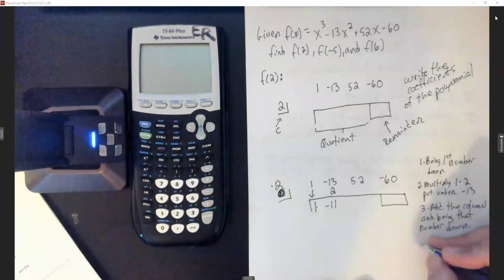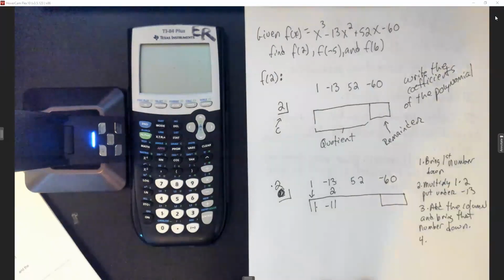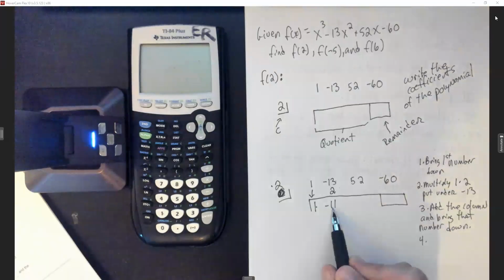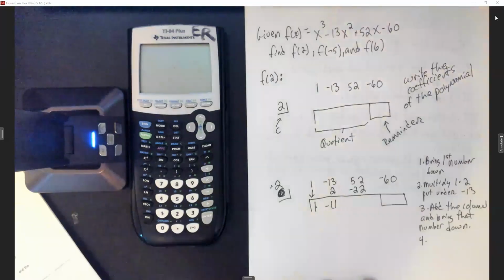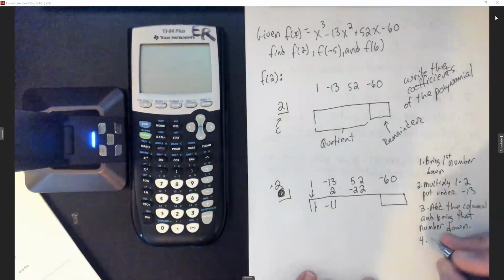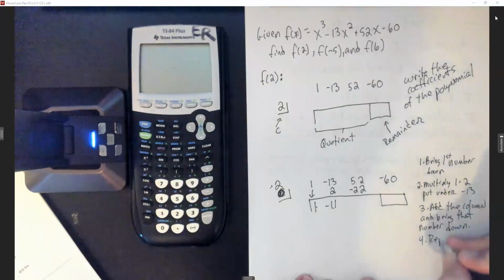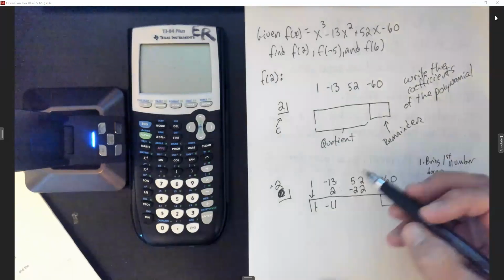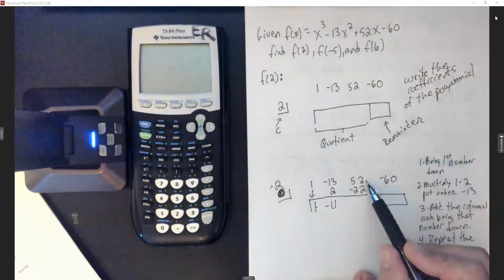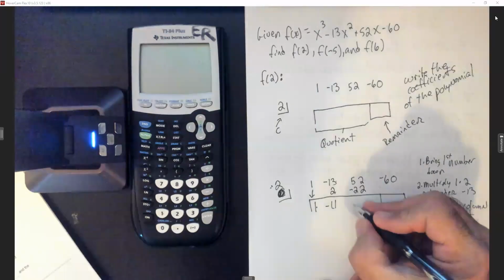And y'all, now we're going to repeat the process. The negative 11 multiplies by the 2, and that gives me a negative 22. Okay, so what we're doing here, we're just repeating the process. So now, 52 and negative 22, when you add them, give you a 30.